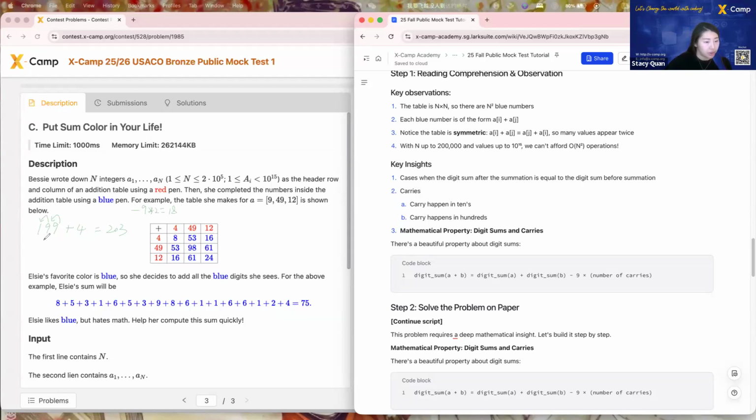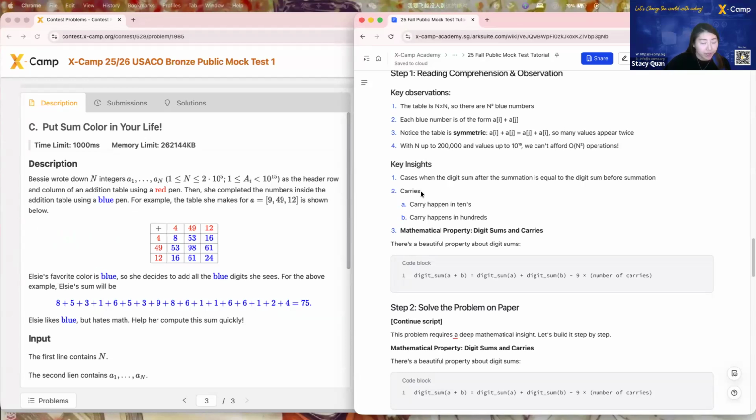Let's check it out. 199 has a digit sum of 19, and plus 4 gives us 23 for the digit sum. On the other hand, 203 has a digit sum of 2 plus 3, which is 5. Indeed, we lose 18 in the digit sum. Then we can safely conclude that if no carry happens, the digit sum after and before the summation is going to be the same.